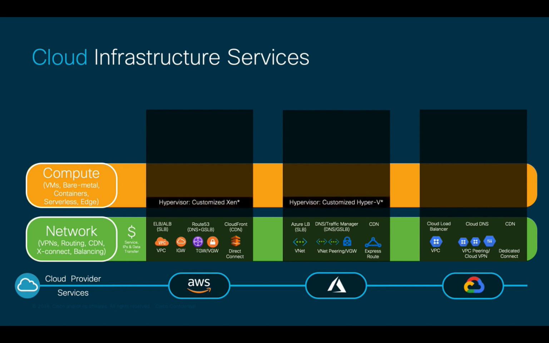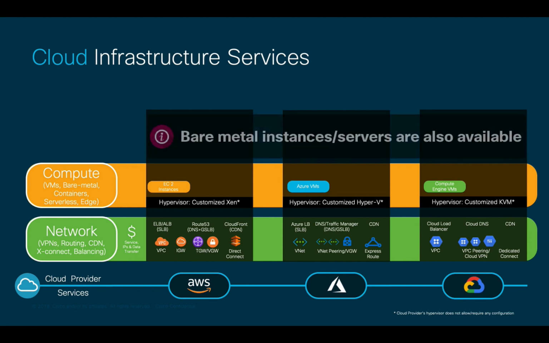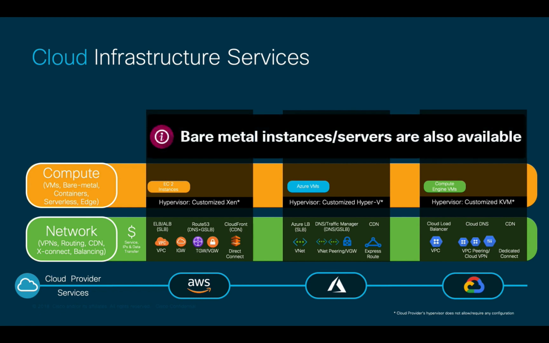Now, if we move to the compute layer, and as said before, each cloud will use its own hypervisor version when VMs are used, whether that's customized Xen, Hyper-V, or KVM depending on the cloud. Remember that unlike the network, the cloud hypervisor is not visible to the user and does not require any configuration. On top of that hypervisor, organizations will run instances or VMs, or you could also have dedicated bare metal instances running on the cloud if you prefer.